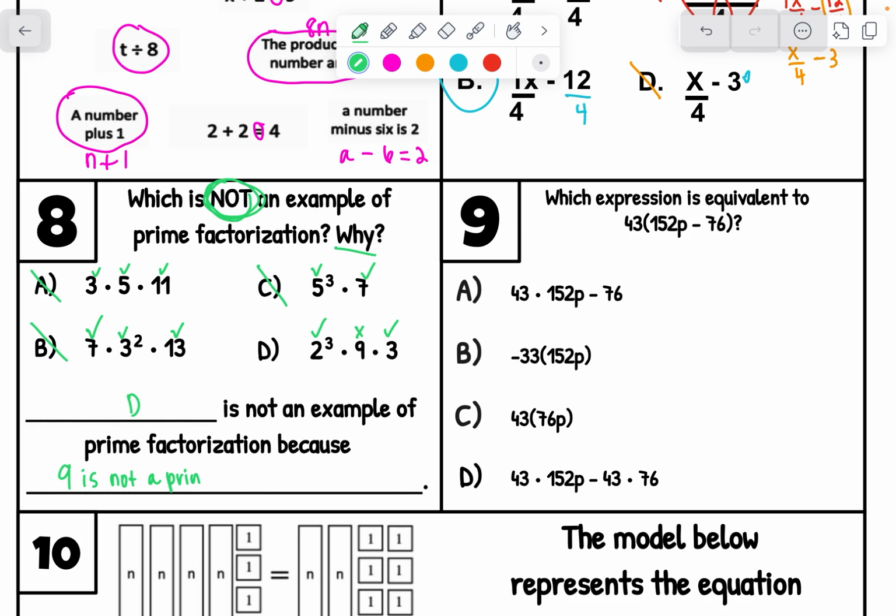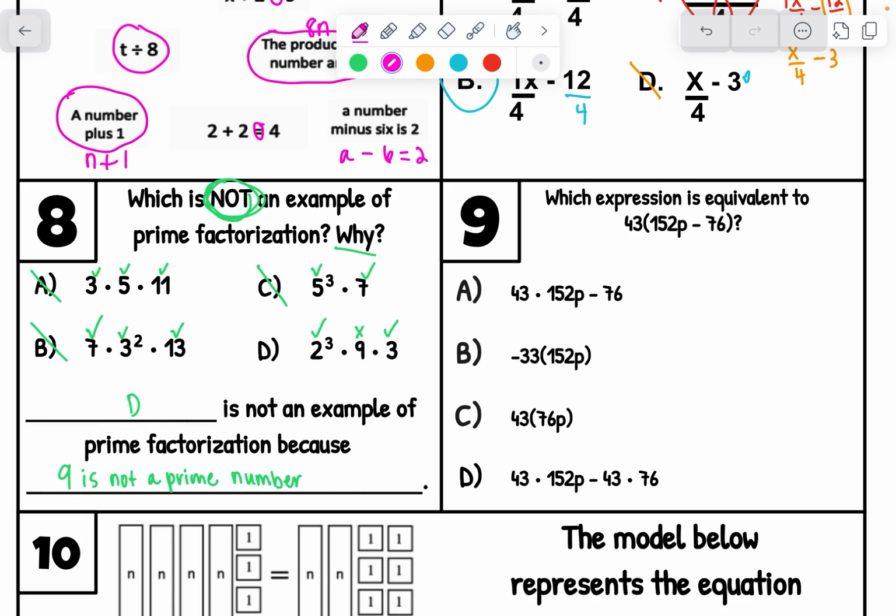And remember I said that earlier, sometimes students like to think, oh, 9 is odd, it's prime. No, 9 can be divisible by 3, 9, and itself. It has another factor, so it cannot be prime. 9 is not a prime number.